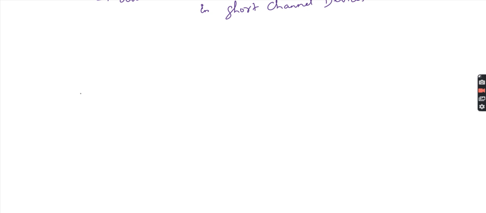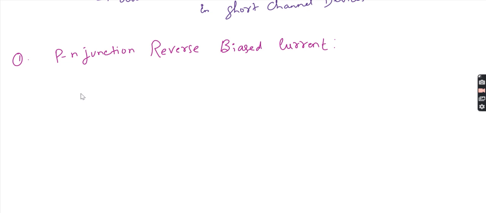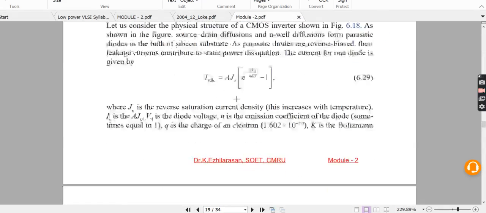So the first leakage discussion is PN junction reverse biased current. It is the first. Okay. Now what we need to do? Now let us consider the physical structure of CMOS inverter first. So let me take a physical structure of CMOS inverter.